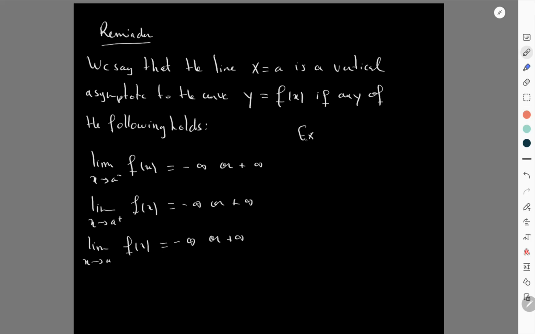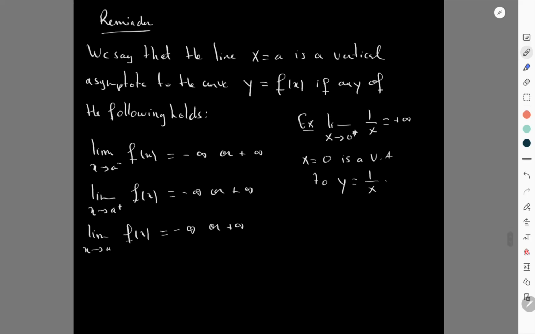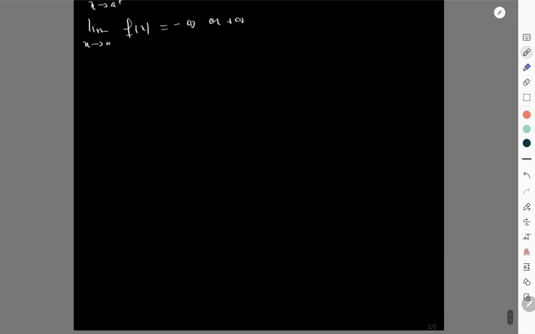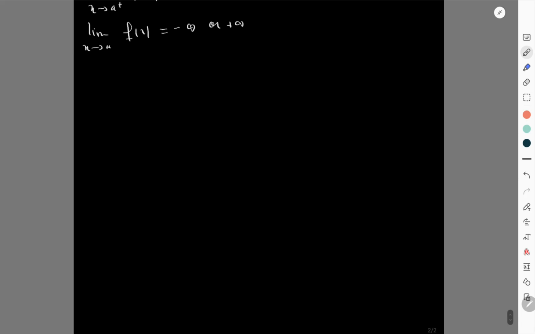Example, as x goes to 0 plus, 1 over x is 1 over 0 plus, which is plus infinity. So x equals 0 is a vertical asymptote to the curve y equal 1 over x. Okay, let's look at another thing.